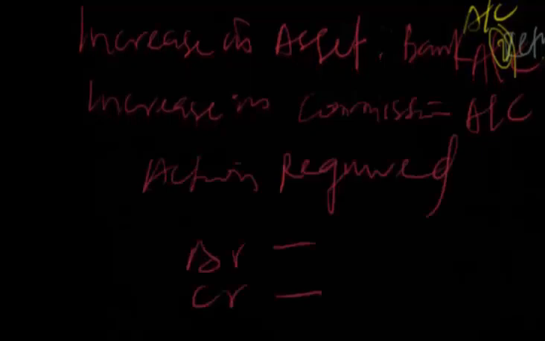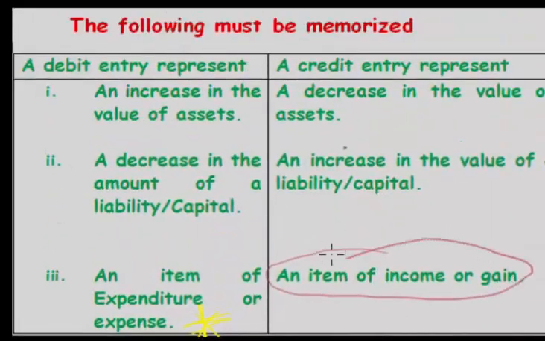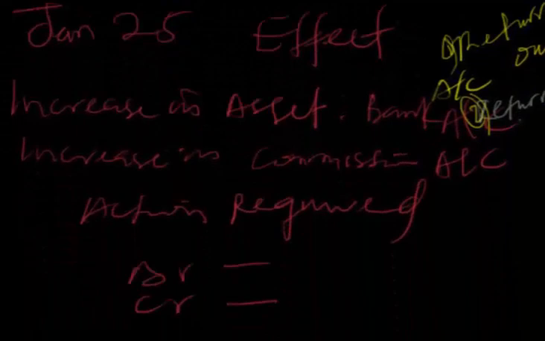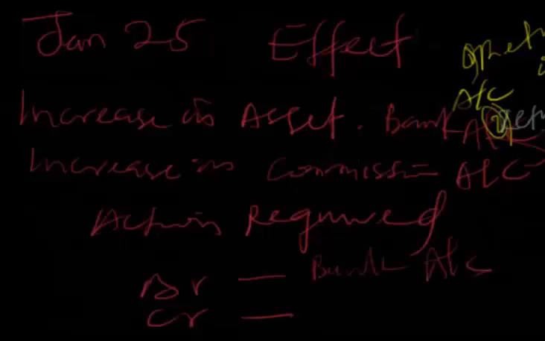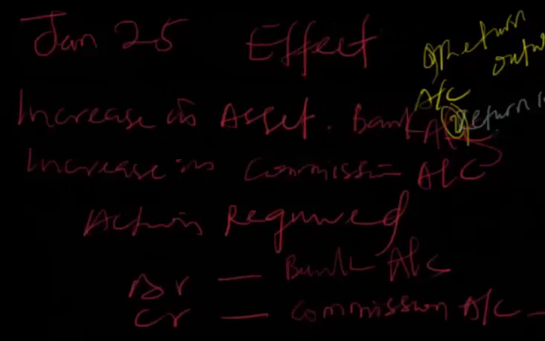Action required. From the rule we're meant to memorize, whenever there is an item of income, we're meant to credit it. So that's exactly what we're doing here, because income is increasing the assets of the business. So we're still going to debit. Here, commission is given to the bank account. So we're going to debit the bank account with 80 naira. And we're going to credit the commission account. The commission account is the giver. This is the receiver.